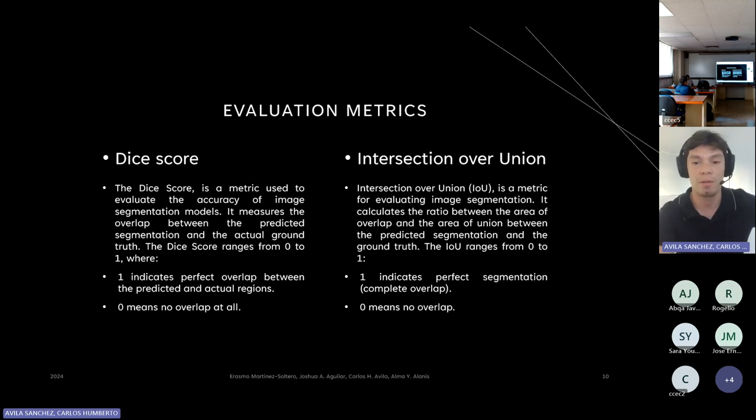Then we have, on the other side, intersection over union. It's a metric for evaluating image segmentation, and it calculates the ratio between the area of the overlap and the area of union between the predicted segmentation and the ground truth. The IOU ranges from 0 to 1 as well, and 1 indicates perfect segmentation, complete overlap, and 0 means no overlap.